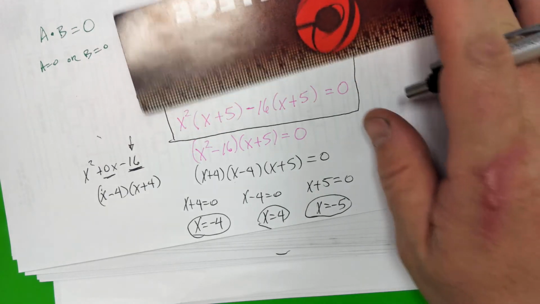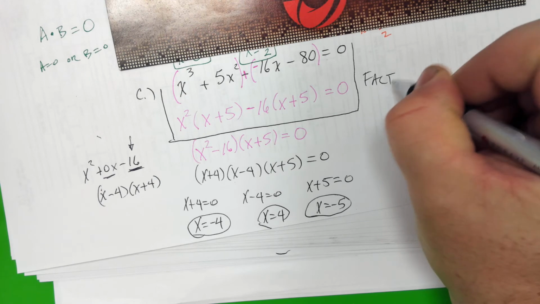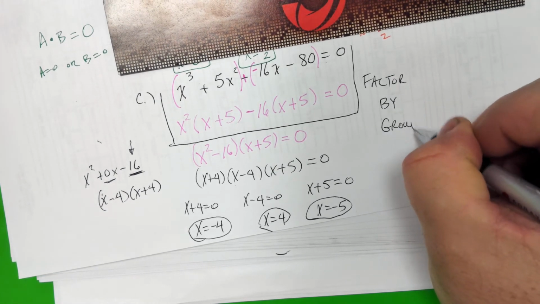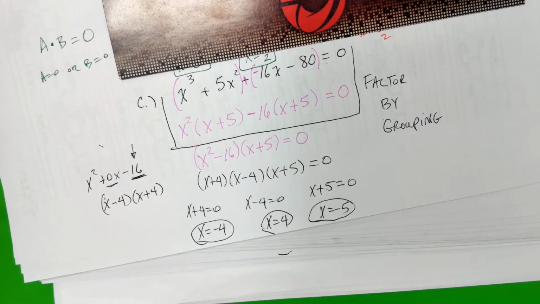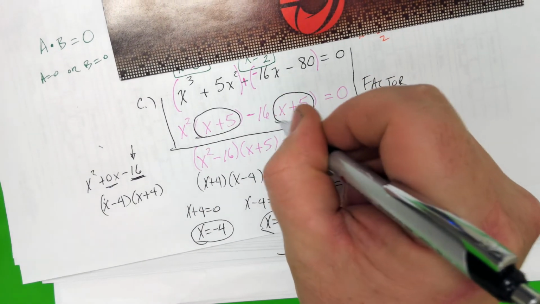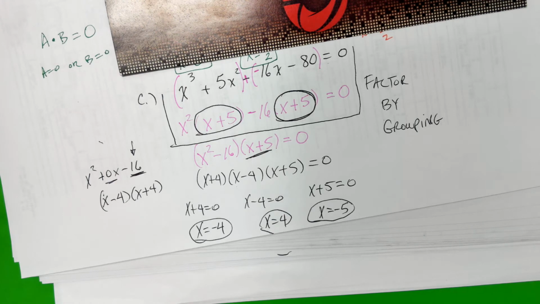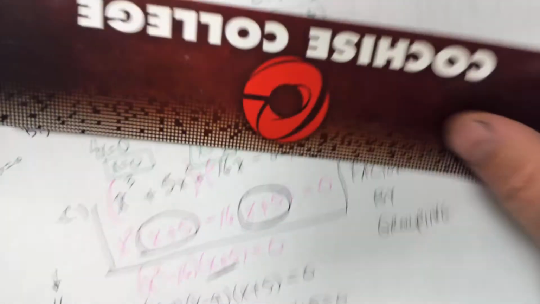Now, factor by grouping, that's what you're having trouble with. We did those. It's when there's 4 terms and you factor out what they have in common. That's what we took out. Do you see? All right. We'll talk about those again in a minute.